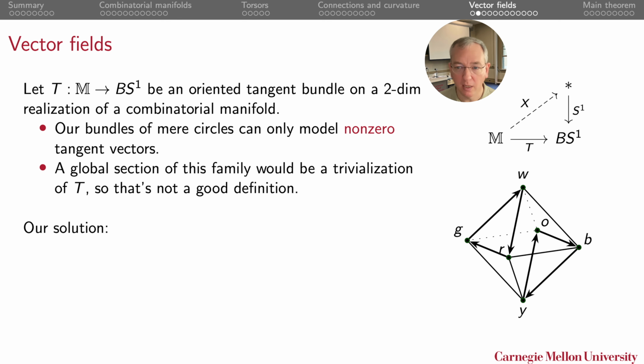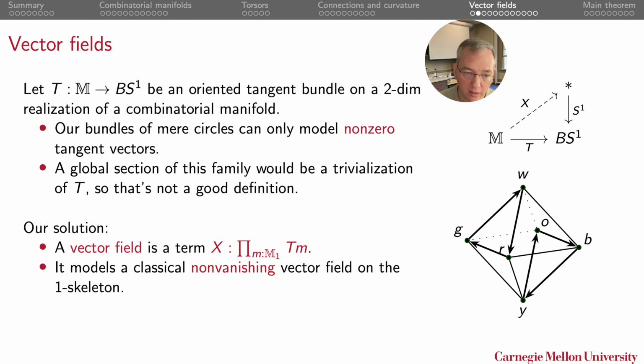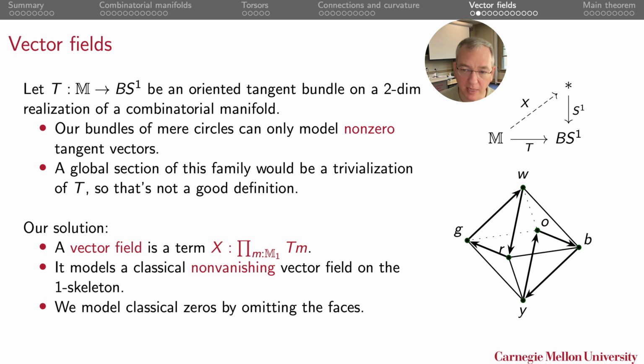So the solution that is in our paper here is that a vector field is a section, but only on the one skeleton. So we cannot extend it to all the faces. That would be a complete trivialization of the bundle. So a vector field is, thinking classically, a non-vanishing vector field, but only on the one skeleton. So the fact that a general vector field classically has vanishing, we have modeled by omitting faces.